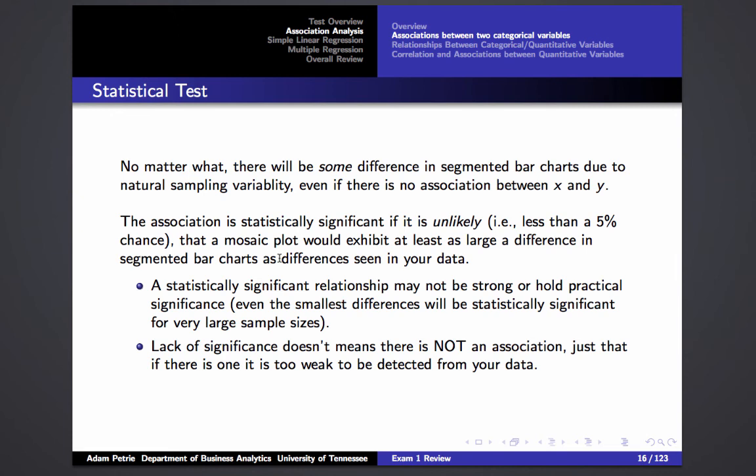So a statistically significant association is one where the differences in the distribution of y between the levels of x is large enough that that wouldn't just happen by chance. A better explanation is that there really is an association going on.